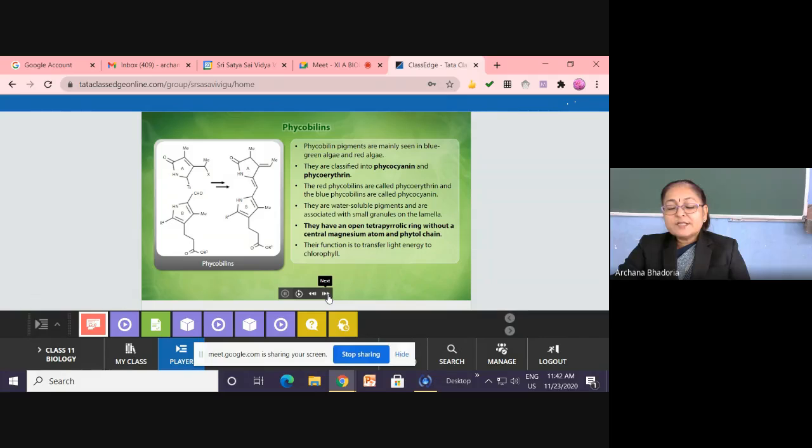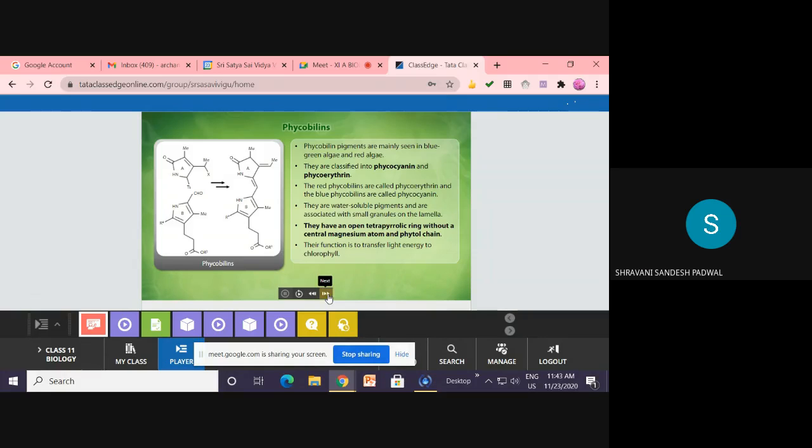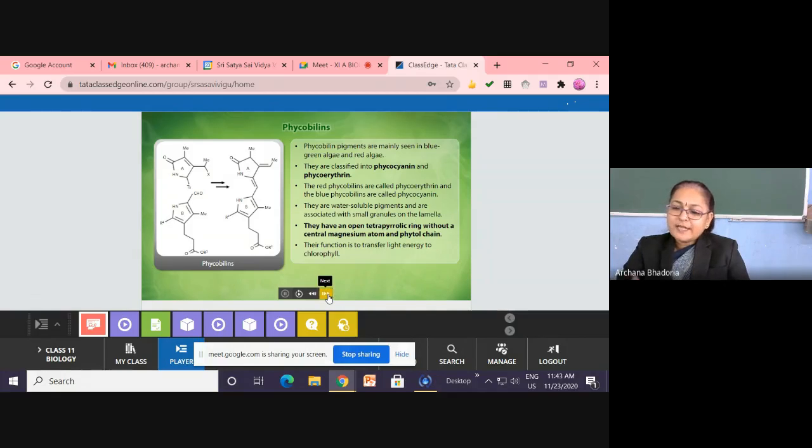What is the color of the phycocyanin? Ma'am, phycocyanin are seen in red color. No, sorry, blue. Phycocyanin, write down blue color next to it. Phycoerythrin, you write down red color. Okay, and both you find are water soluble pigments.